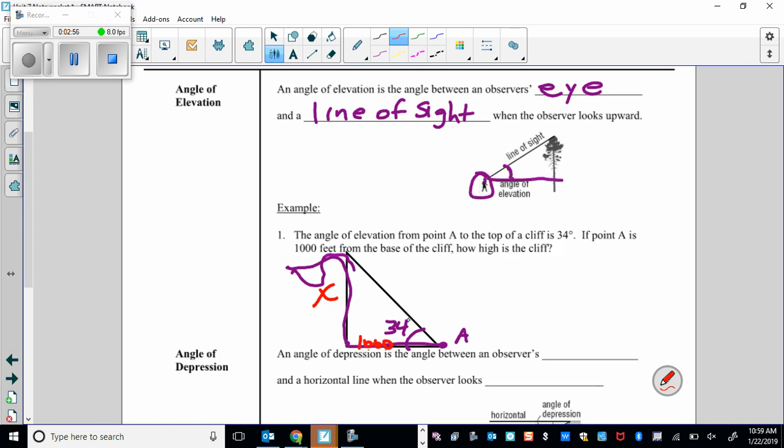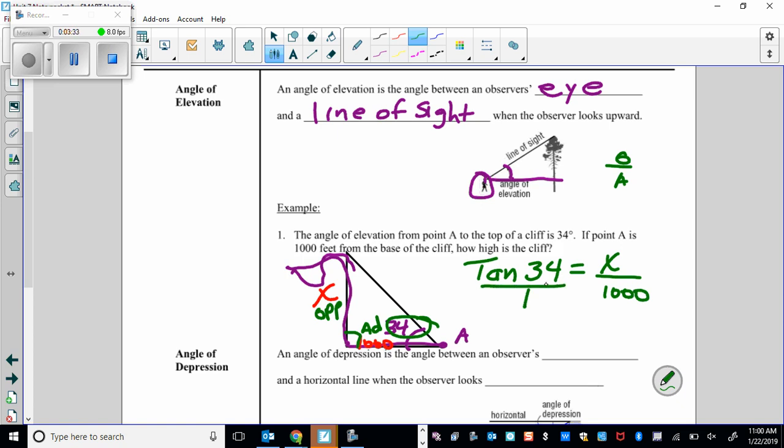To be able to solve it, of course, you go back to your trig ratios. Every time you're given a problem that involves trig, which is a right triangle, you circle the angle, and then based on this angle, you label. So this is the opposite side, and this is the adjacent side. Which trig ratio has OA? Good job, tangent. So tangent of 34 is opposite, which is your x, over adjacent, which is 1,000. Then you put 1 here, cross multiply and solve it. That's what you have to do.